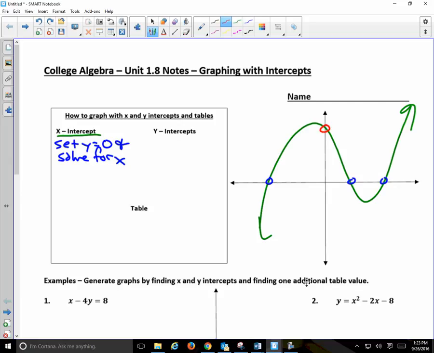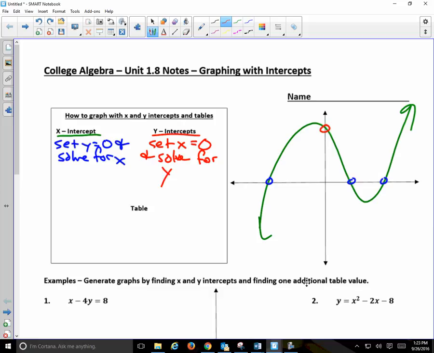And solve. Red dot is a y-intercept. If you want to find the y-intercept, what value is equal to 0? Yeah, so set x equal to 0. Solve for y.